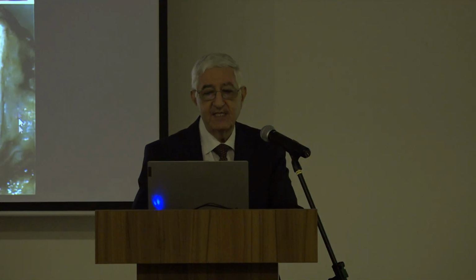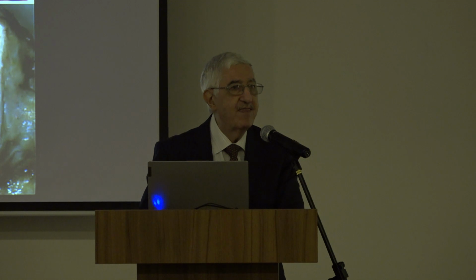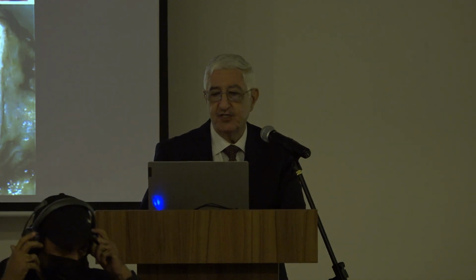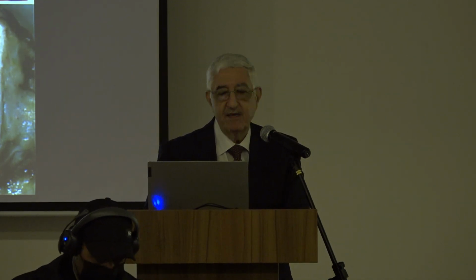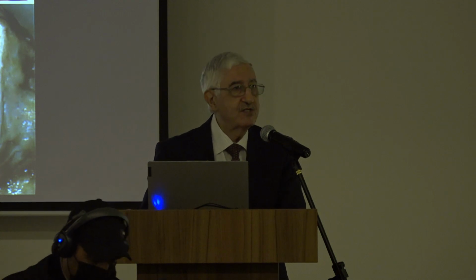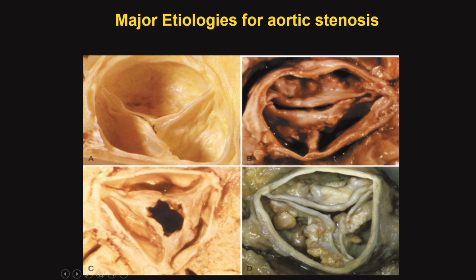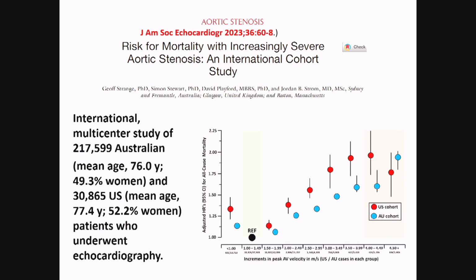Aortic stenosis is very common and the most common valvular lesion in the Western Hemisphere, and it is mostly due to sclerotic or calcific aortic stenosis. In this part of the world, it is mostly due to rheumatic heart disease, in addition, of course, to sclerotic aortic disease.